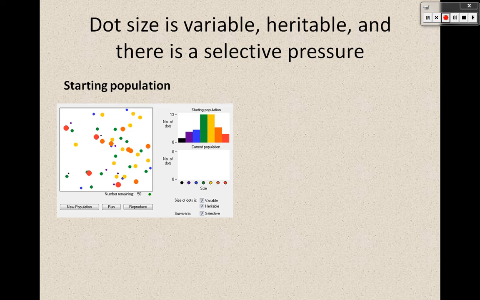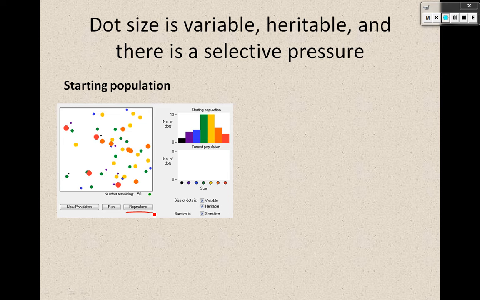And then heritable means when I click on the reproduce button here, that the dot size will be inherited. So a red dot would give birth to another red dot. A black dot would give birth to another black dot. And there is selective pressure, meaning there's something from outside, namely me, that is controlling which dots get killed off, giving the size an advantage. That's the one that I think a lot of people have been a little confused on, so we'll talk about that when we get there.